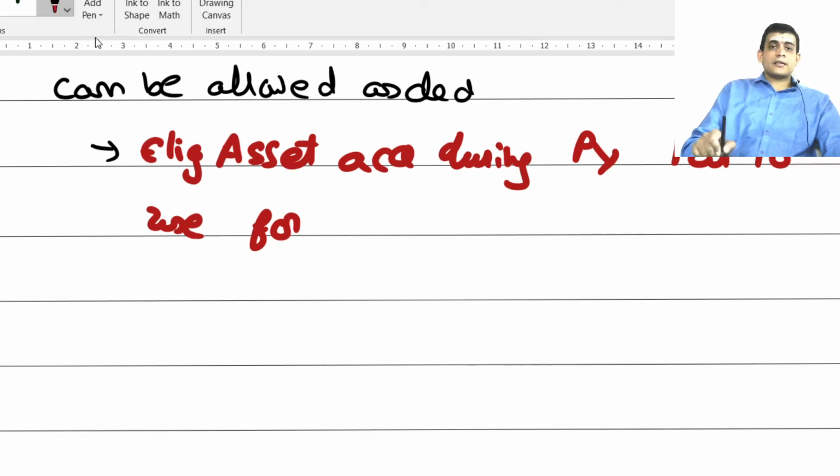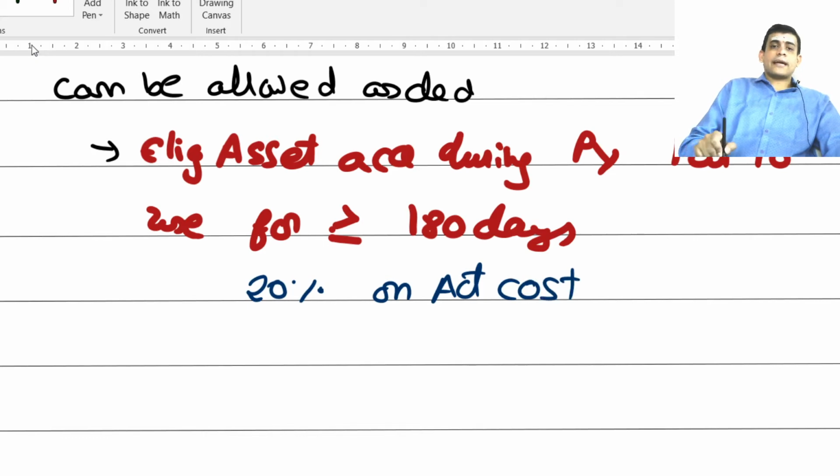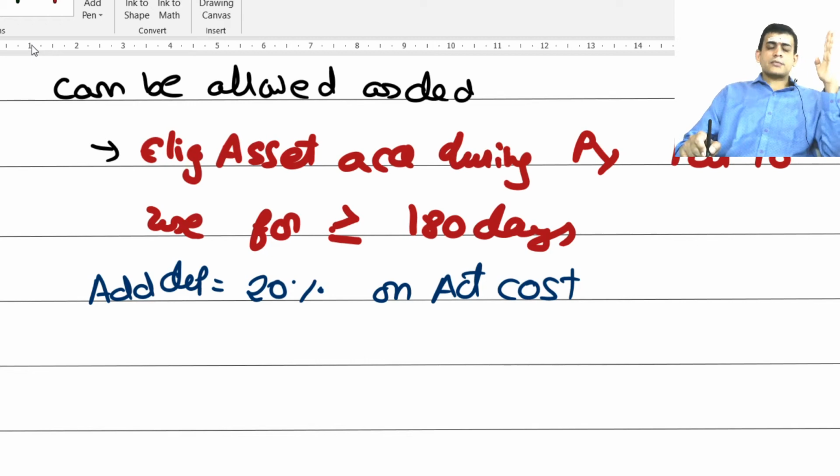So any asset put to use for a period of greater than or equal to 180 days, then the rate of depreciation is different. Let us see what is the rate of depreciation here. The additional depreciation is nothing but 20% on actual cost. So the amount you can take here is 20% on the actual cost. If you had purchased an eligible asset during the previous year and actual cost of the asset, say for example, is 10 lakhs, on the 10 lakhs 20%, 2 lakhs is the amount of additional depreciation you can claim.